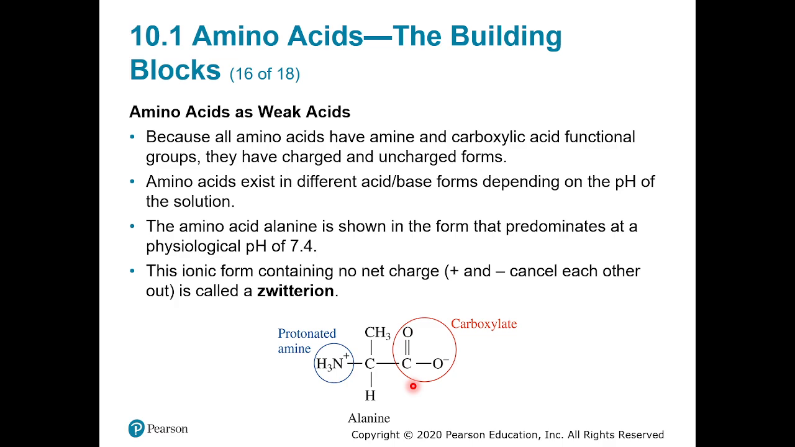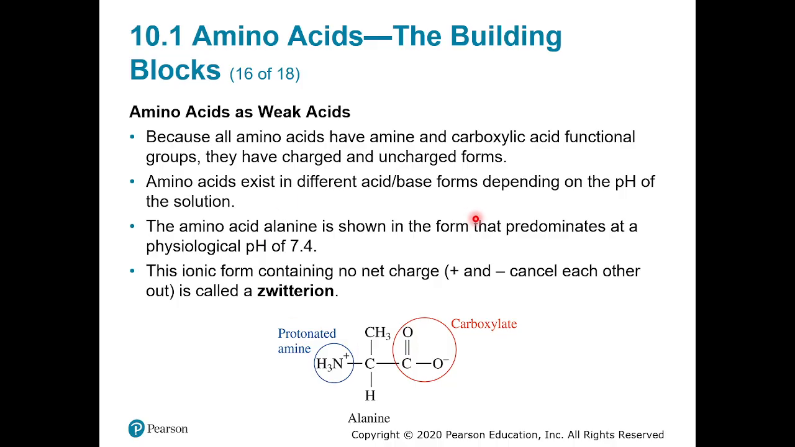Let's look at the weak acids here. So all amino acids have an amine and carboxylic acid functional groups. They're going to have charged and uncharged forms. So if you get them at the correct pH, they're going to actually be on charge. If you get them at physiological pH, they tend to all be charged with a positive charge on the amino, negative charge on the carboxylate portion.